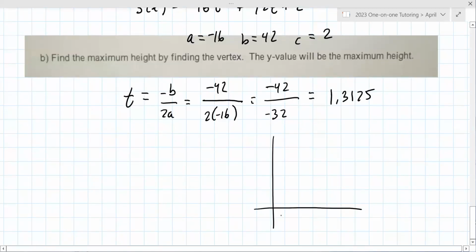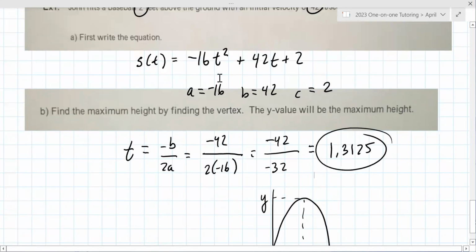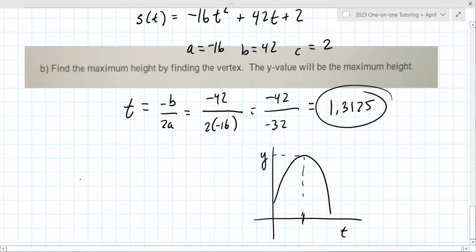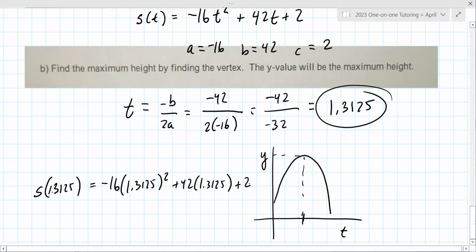Like in terms of the equation here, that's just the t value. Okay, we want the y value here for the s. So you have to put that value back into the original equation here. So to find the vertex, you're finding the output of 1.3125: minus 16 times 1.3125 squared plus 42 times 1.3125 plus 2. So you get the x, you got to find the y basically.